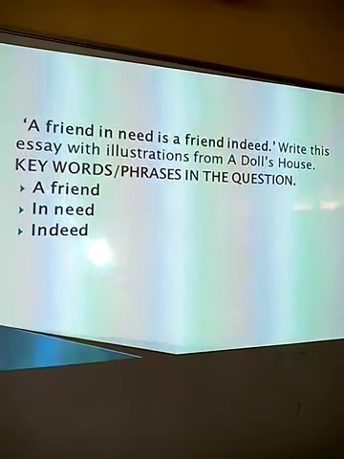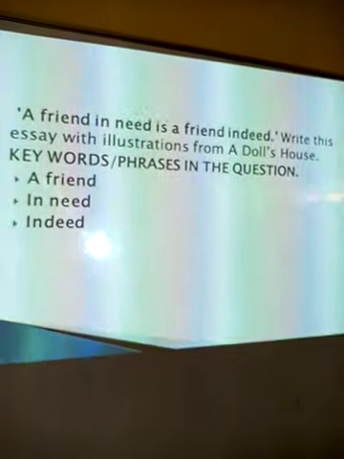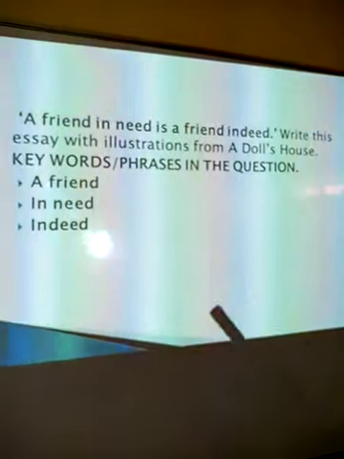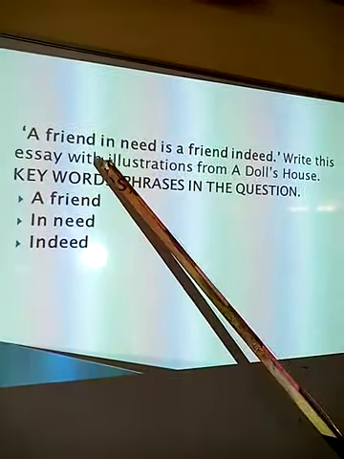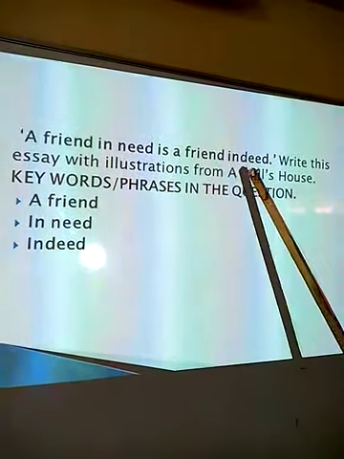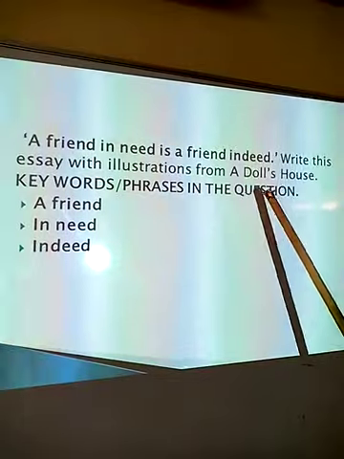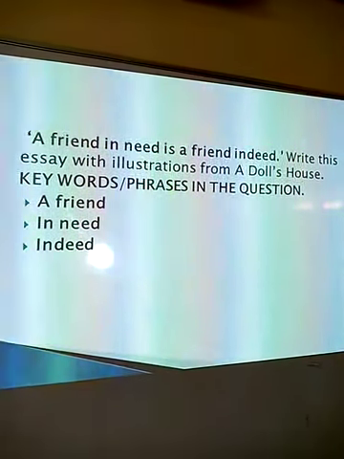Now, I want us to look at this question to train ourselves on how we are supposed to read and answer the questions in A Doll's House. Now, we have a question here. A friend in need is a friend indeed. Write this essay with illustrations from A Doll's House. Now, that is our question. But how do we go about it?